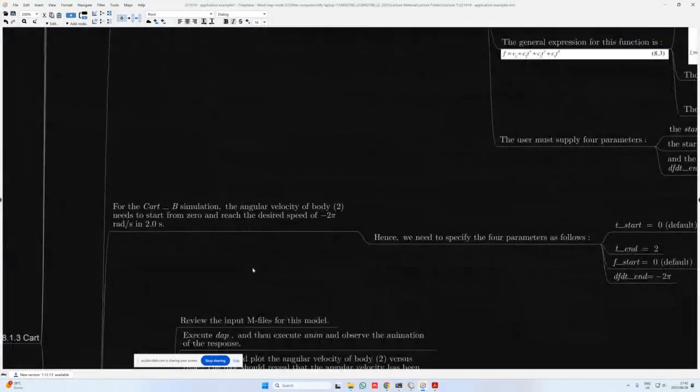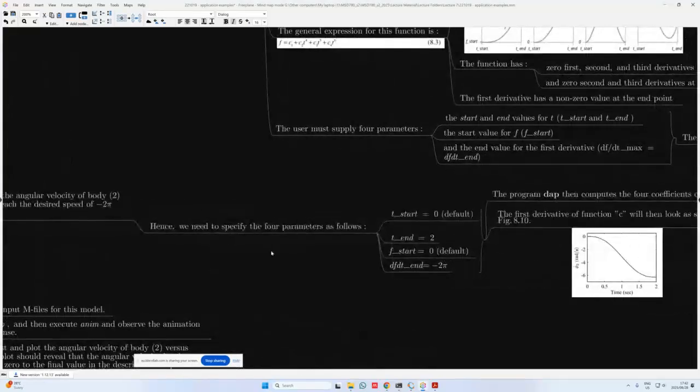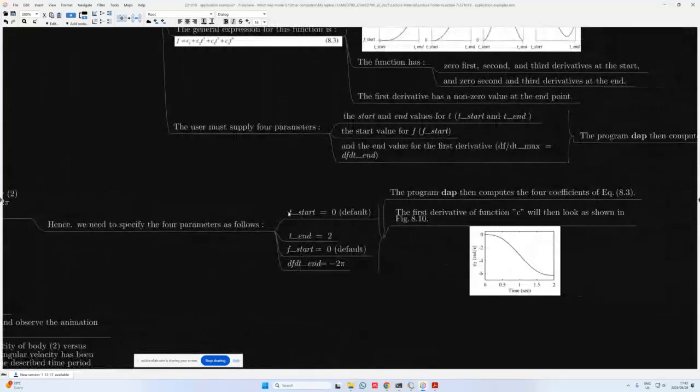So now for card B, the angular velocity of body 2 needs to start from 0 and reach the desired speed of minus 2 pi radians per second. So now we no longer have a constant angular velocity, we have an angular velocity that is increasing over some sort of a time period. So this already tells me that I need to use a different type of DAP function when specifying the constraint equation. So therefore, we need to specify the 4 parameters as follows.